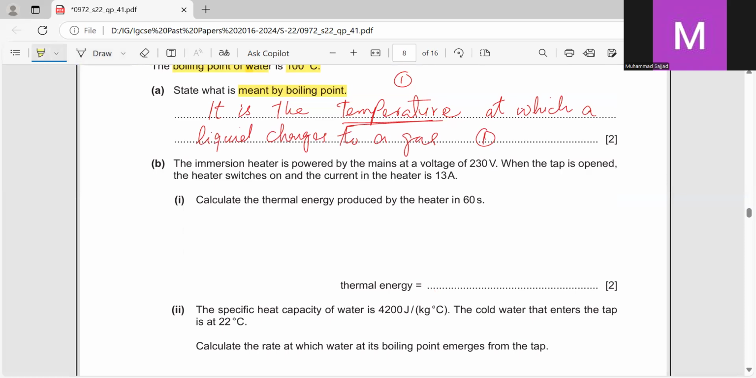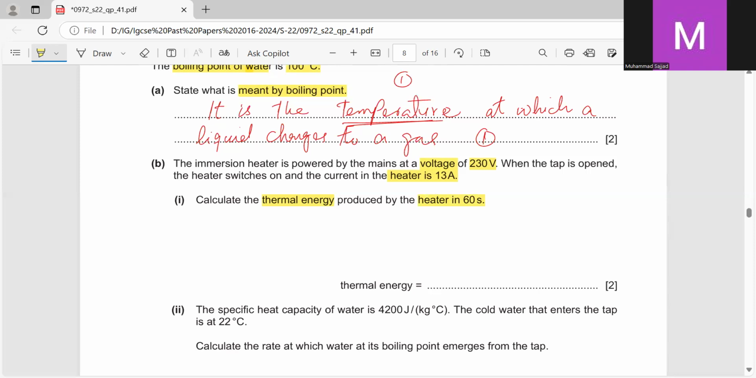Now, my dear friend, the immersion heater is powered by the mains voltage of 230 volts. The tap is opened, the heater switches on, and the current in the heater is 13 ampere. So V is given and I is given. We can calculate the electrical power, which is the product of voltage and current. So P is equal to V into I. So easily we can calculate power and then the thermal energy. Thermal energy is the energy on the move when heat energy is being transferred. So in simple words, calculate the thermal energy produced by the heater in 60 seconds. Time is also given.